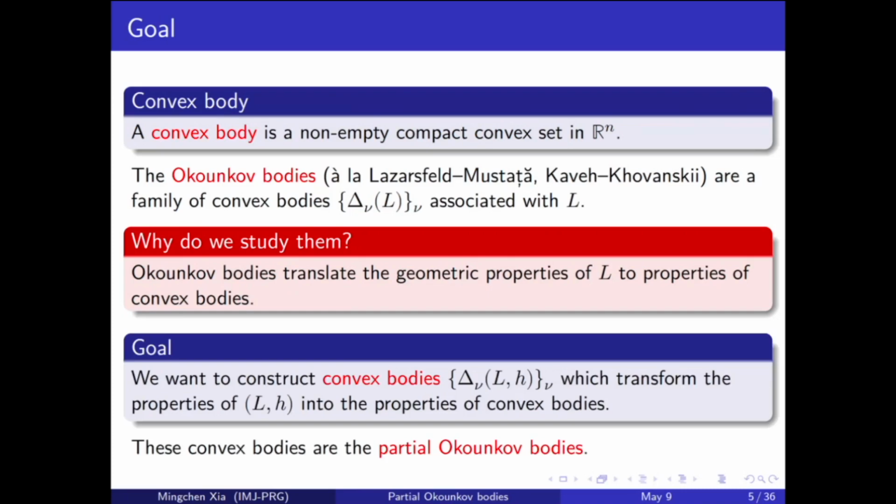And in our talk, the final goal is to construct some similar convex bodies. But now we are given not only a line bundle L, but also a possibly singular curved metric h on L. So we are considering a line bundle L together with h, and we're going to construct a family of convex bodies still parameterized by the same parameter nu. And we want these convex bodies to translate the properties of the pair L and h into properties of the corresponding convex bodies. And these convex bodies are the so-called partial Okounkov bodies.